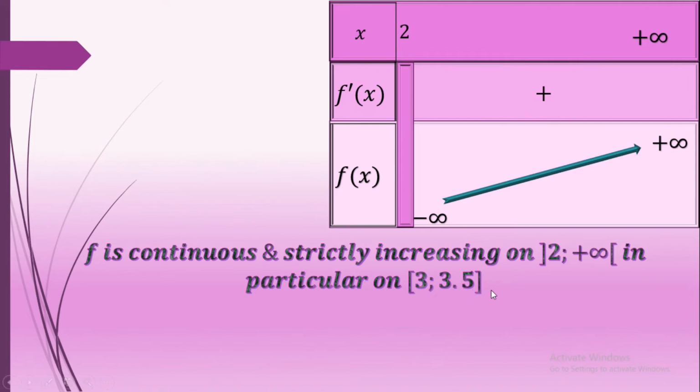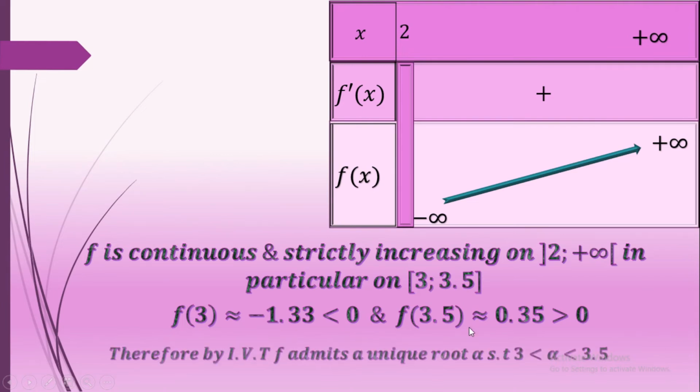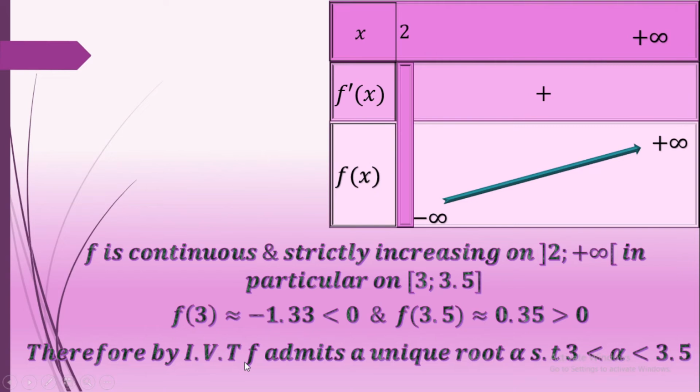Well, something else. We have f of 3 is approximately minus 1.33, which is negative. And if we also calculate f of 3.5, it gives us approximately 0.35, which is positive. Or we can calculate the product of f of 3 and f of 3.5. It will also give us a negative answer. Therefore, we can say by the intermediate value theorem that f admits a unique root alpha, such that 3 is less than alpha less than 3.5.